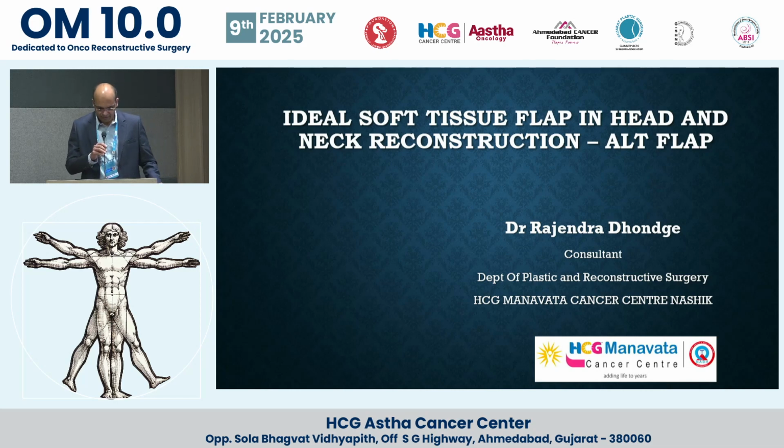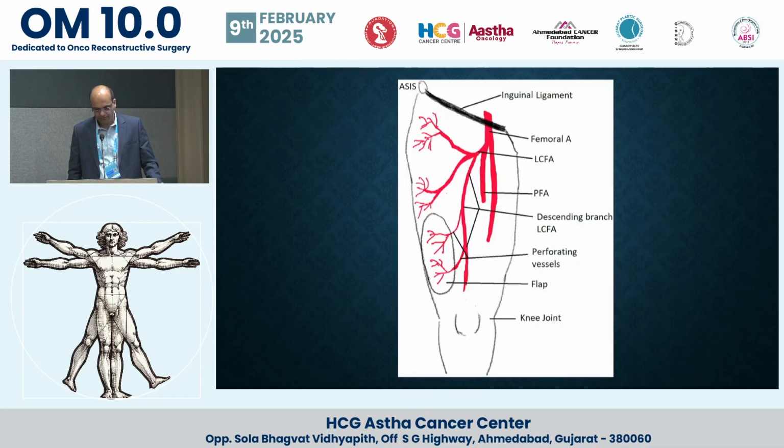So my topic of presentation is the anterolateral thigh flap. It's almost an ideal soft tissue flap for head and neck reconstructions. Everyone knows the anatomy. The perforators come from the lateral circumflex femoral artery, mostly the descending branch.